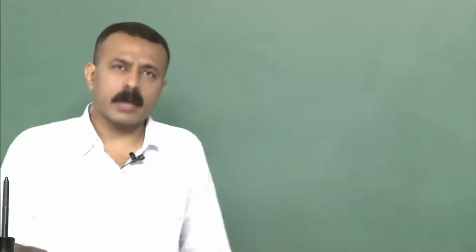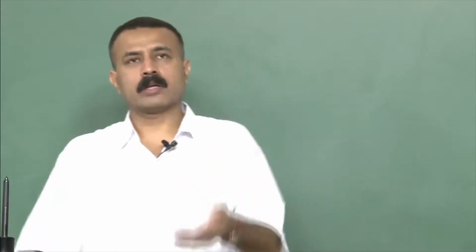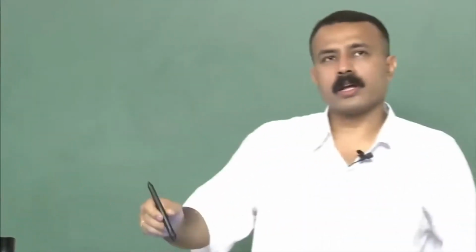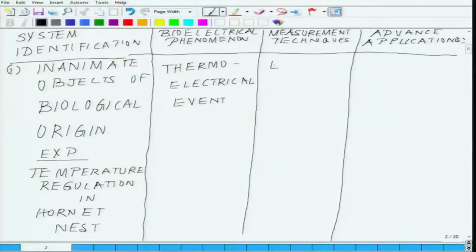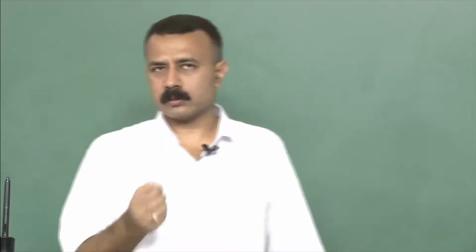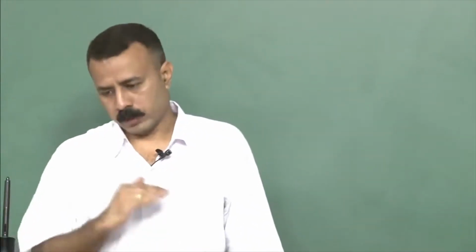So, nature indeed has such interesting mechanisms to regulate temperature. The bioelectrical phenomena which we will be dealing with in the hornet nest is relevant to that. What are the different currents and voltages, how they are regulating temperature and all those things. And one of the instrumentation that will be involved is the electrometers. Electrometers are devices which can measure current of very, very low magnitude, like picoampere, nanoampere, with high fidelity. So, we will be talking about electrometers.